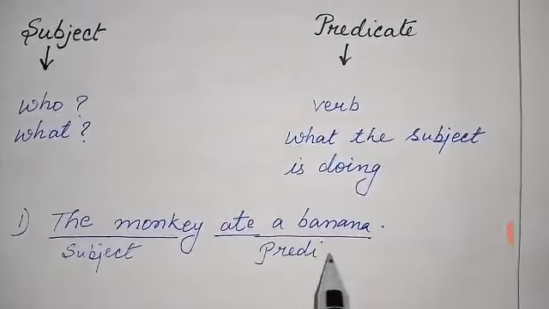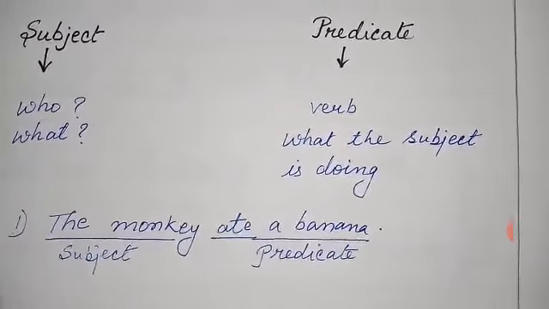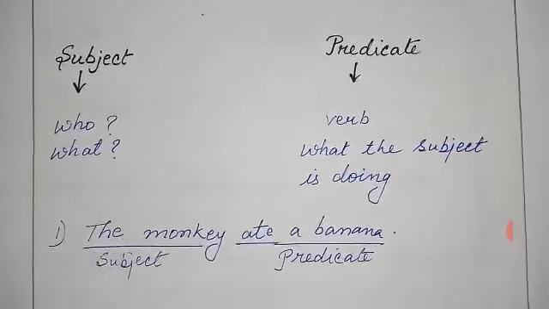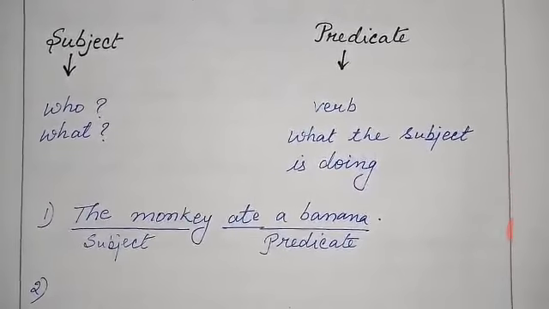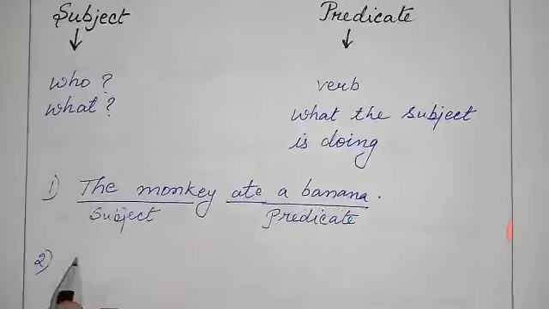We should remember that the predicate contains a verb and the predicate tells us about the subject. What is the subject doing or what is the subject about? That is the predicate. Now let us look into one more example.